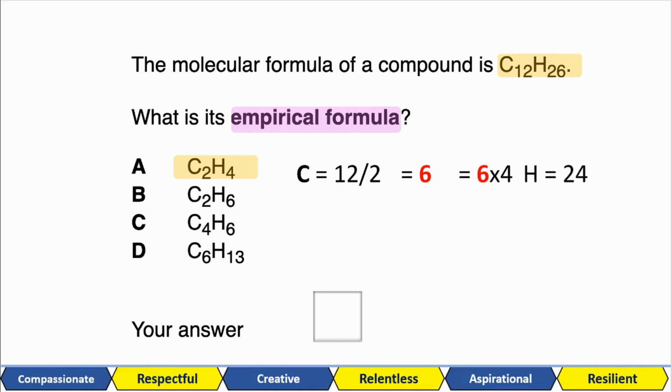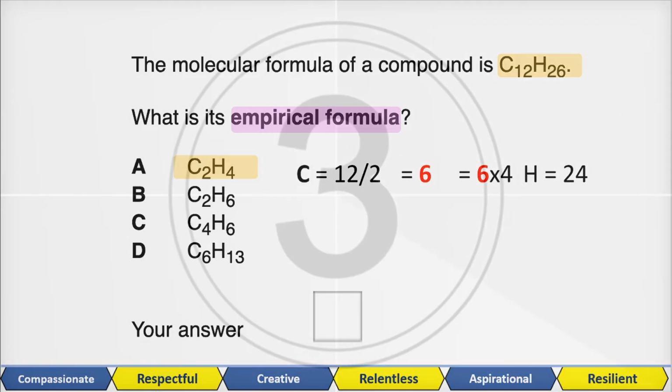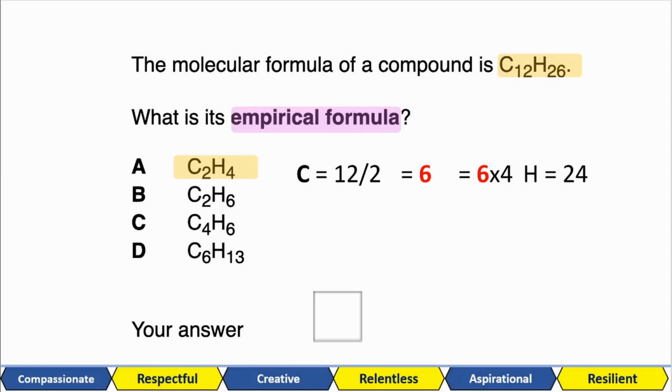So A is not our answer, because if you have a look at the top at our molecular formula, the hydrogens should be 26. So you can spend some time now going through each one and trying to work out what the correct empirical formula is out of B, C and D. The answer is D, and here is the working out.